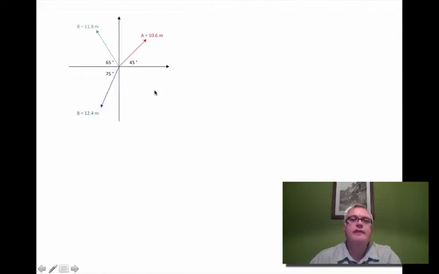The other place that vector components come in handy is when we're trying to add or subtract more than one vector. Suppose here I was asked to find the vector a plus b minus vector c. Oops, there should be a c here.